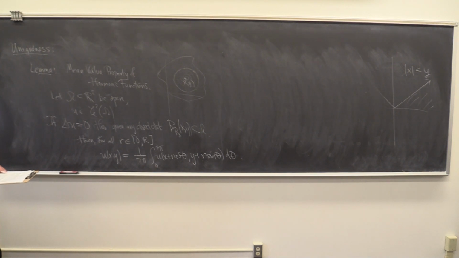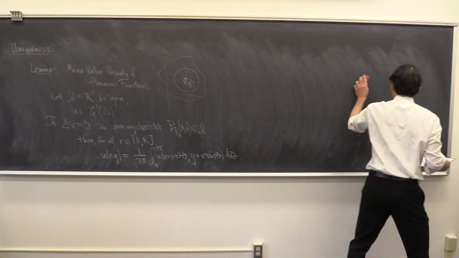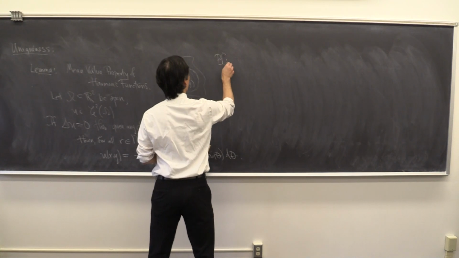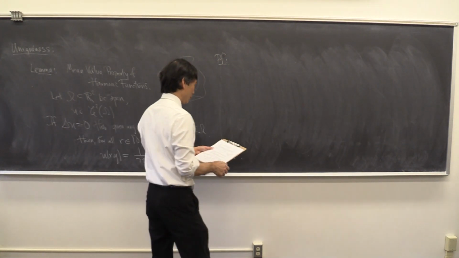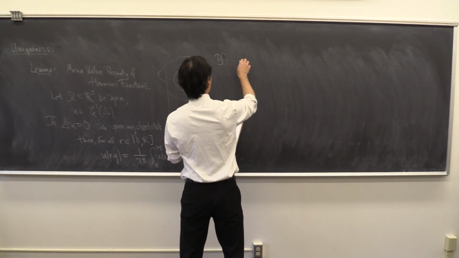So this can be used to show that harmonic functions satisfy a kind of maximum principle, right? That the maximum value must occur on the boundary. We'll do that right after this. Okay, so the proof goes as follows. There are a lot of proofs of the mean value property. Stein does it as follows.